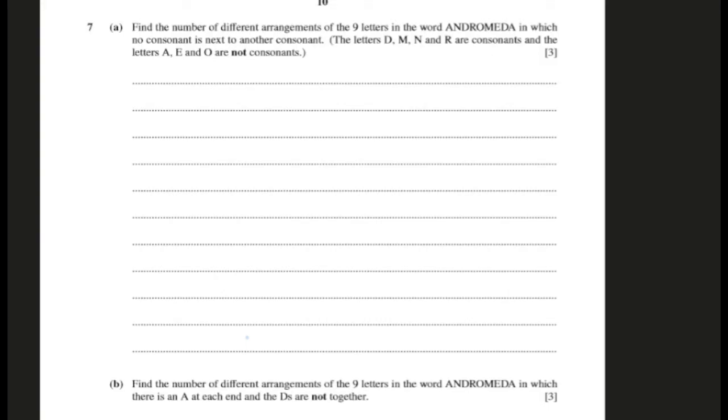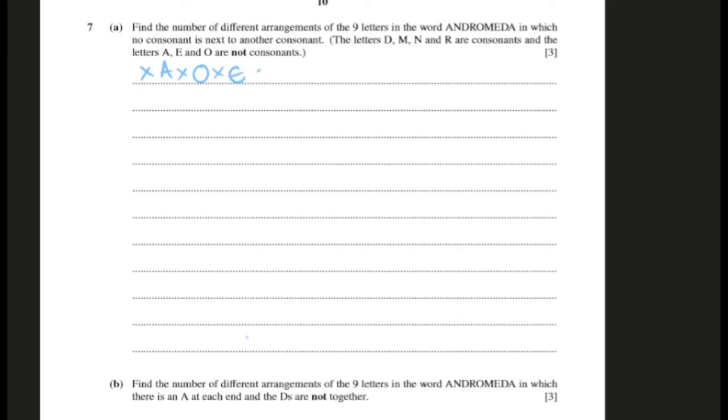so what we want is to make sure that no consonant is next to another consonant. So I'm going to use an X to represent the slots in which we can put the consonants such that they are not next to each other. So we can put an X here, and then we want the vowels. We have A, and there's another slot. Then our next vowel is O, and there's another slot, and then our next vowel is E, then we have another slot, and then A, then we have another slot.